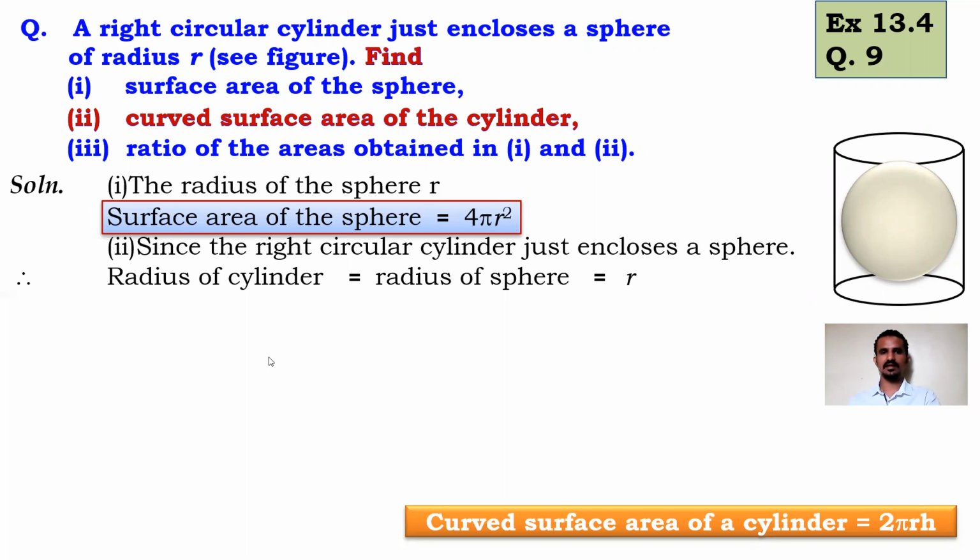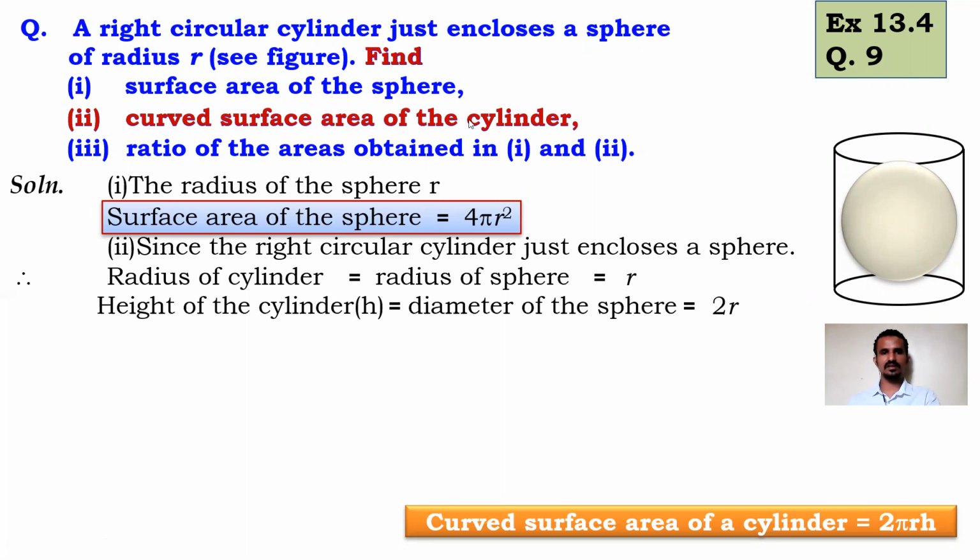Correct. Keith gave me the correct answer. So the height of the cylinder is equal to diameter of the sphere. And remember, since the radius is r, diameter is going to be 2r. So this is a very important statement of this question. Height of the cylinder h is equal to diameter of the sphere, which is equal to 2r. And then we will be calculating.